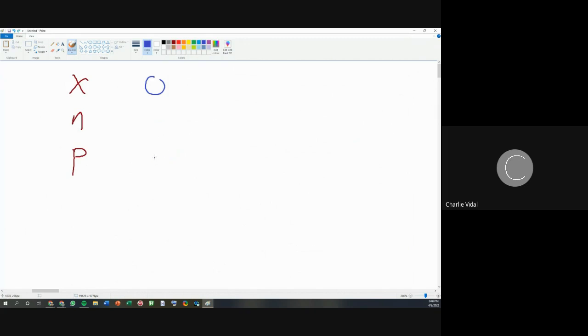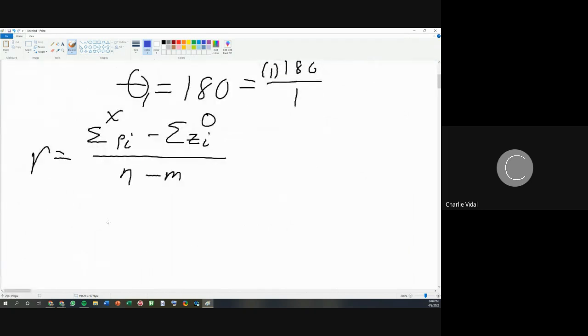Let me just draw it better. Here we go. And I think that's the only way we do X's and O's. If there's another way we write an X and an O, I'll just show you guys later, but those are the only ways I can think of. Okay, so we do the sum of P minus the sum of Z over N minus M.